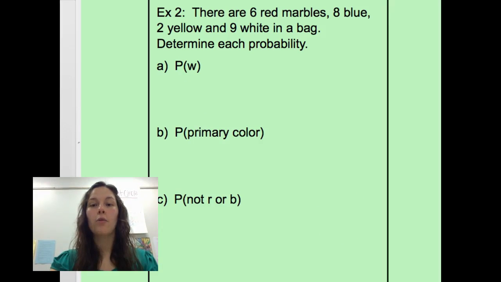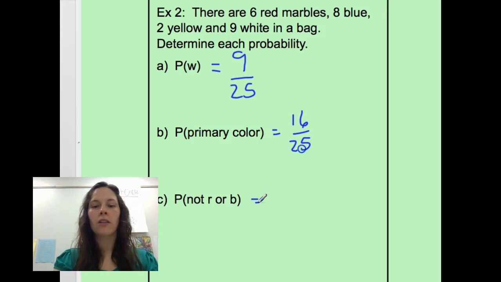Next, we're looking at pulling marbles out of a bag. What's the probability that we get a white marble out of this bag? There are 9 white marbles, and if you add it all up, there are 25 total marbles. That probability doesn't simplify. Next, what's the probability we get a primary color? Hopefully you remember what your primary colors are. Red, blue, and yellow are the primary colors. So there's a total of 16 primary colors in the bag out of 25 total marbles.